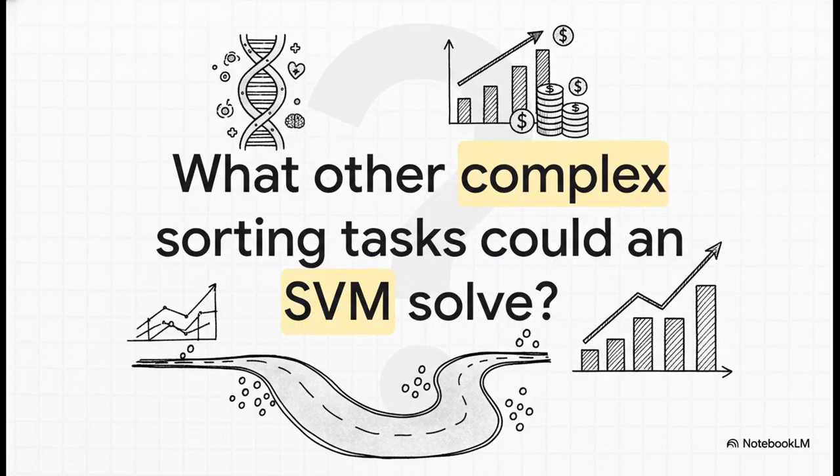So I'll just leave you with this question to chew on. Now that you get the core idea, find the biggest possible gap between two sets of data. What other tricky sorting problems do you think an SVM could solve? Maybe diagnosing diseases from medical scans, or predicting which customers might be interested in a product? The possibilities are pretty much endless.